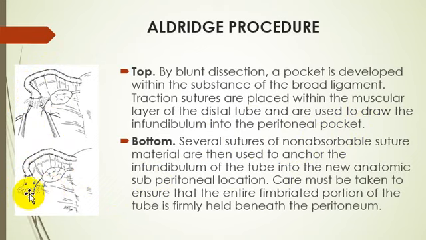So we can see the fimbria over here, which is inside the peritoneum. The non-absorbable sutures are employed over here, and they anchor the infundibulum, that is the fimbrial end of the tube, to the new anatomic subperitoneal location. Care must be taken to ensure that the entire fimbriated portion of the tube is firmly held beneath the peritoneum, so that whenever ovulation occurs, the ovum cannot pass through this fimbrial end.